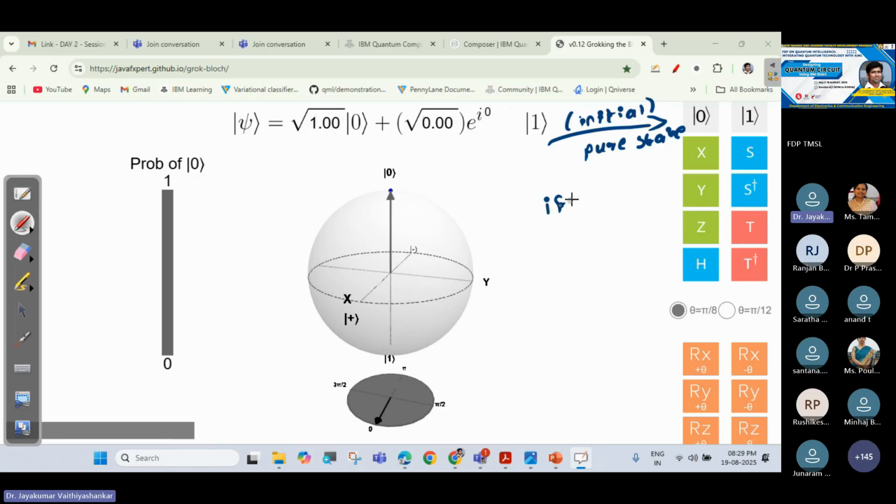If you are creating any qubit, it will start from zero.